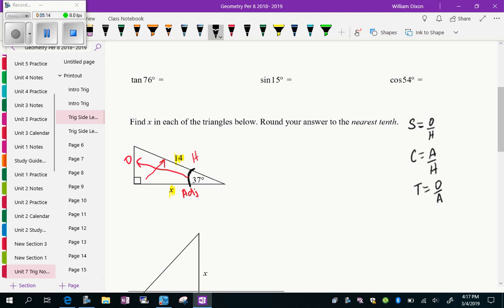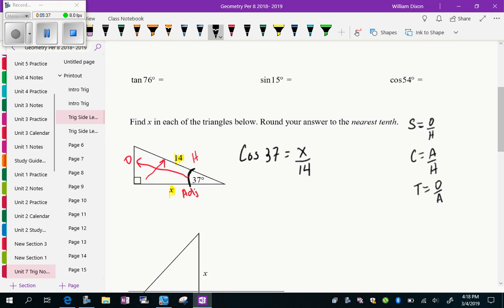Well, it's going to be cosine. So now I'm going to write the cosine, and my angle is 37 degrees, equals my adjacent is x, and that's going to be over my hypotenuse, which is 14. Now, just like any other algebraic problem, I can solve for x.